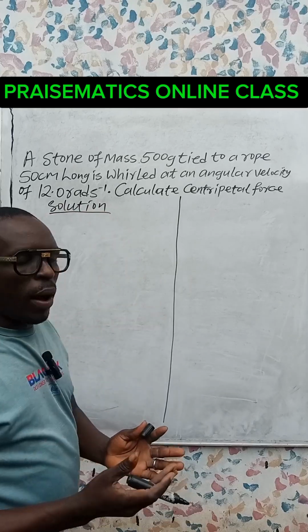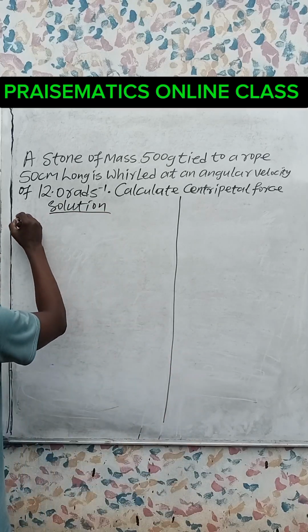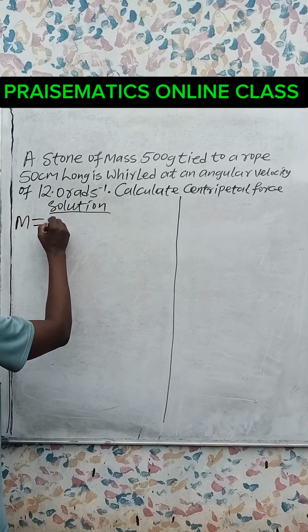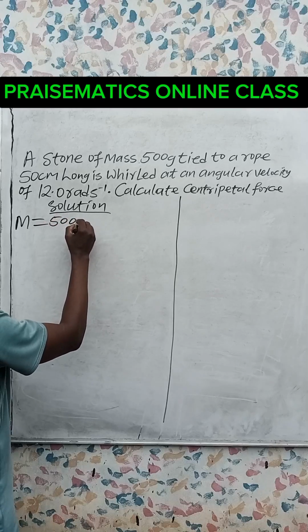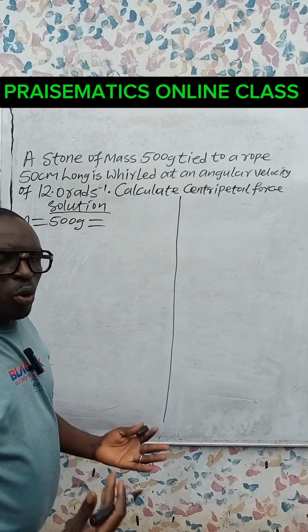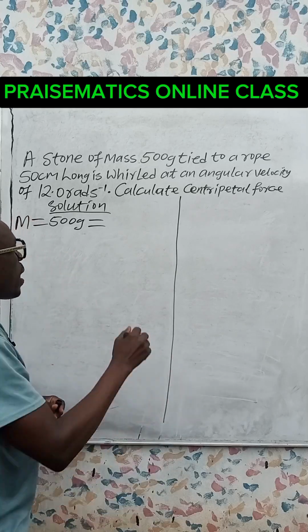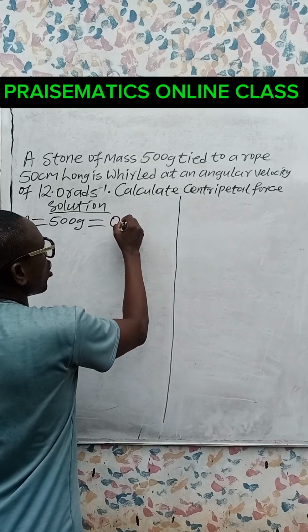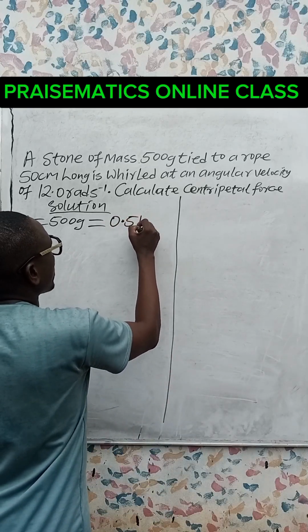Let us list our parameters out. Now the mass is given. Mass is 500 g, which you convert to kilograms by dividing by 1000. Well, we have 0.5 kg.